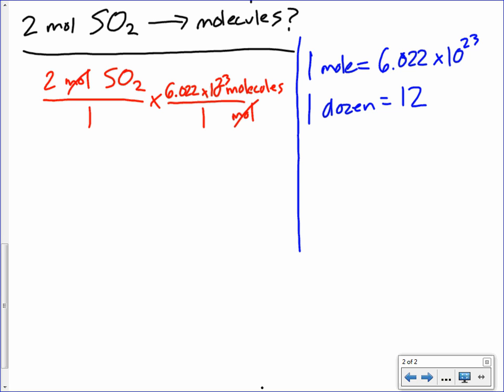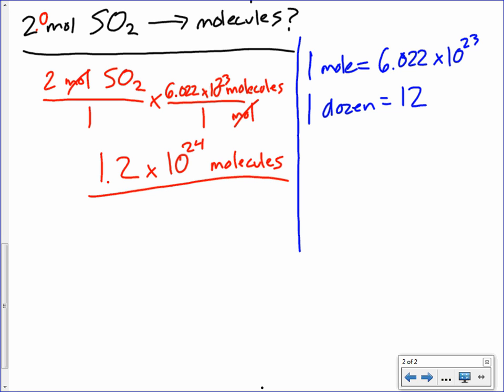So basically, if you have 2 moles of something, you're going to have 2 times 6.022 times 10 to the 23. Punch that in. You should get 1.2, and I only used 1 sig fig. I shouldn't have done that. Let's pretend I said 2.0 moles. So it's going to be 1.2 times 10 to the 24 molecules. Okay? So that's all you got to do. 1 mole equals 6.022 times 10 to the 23.